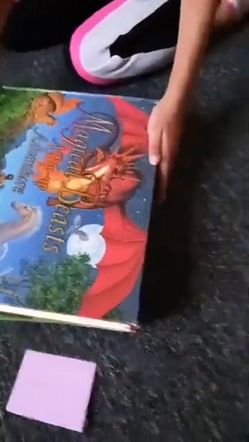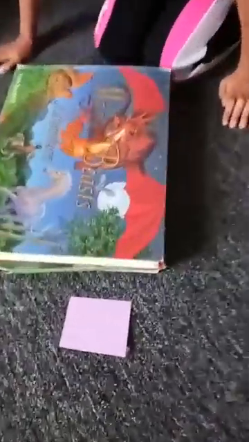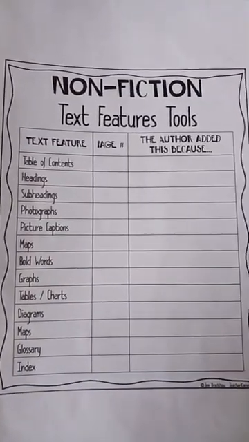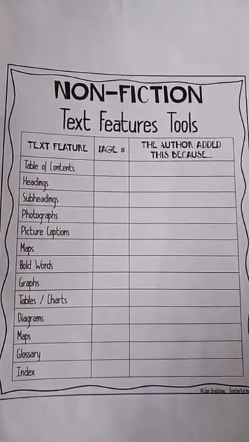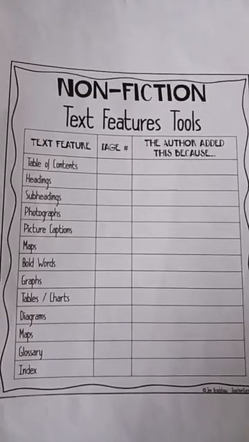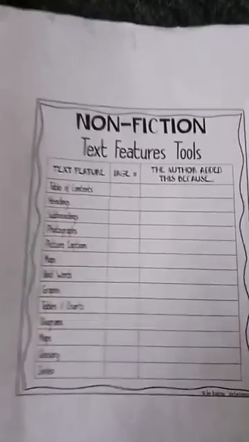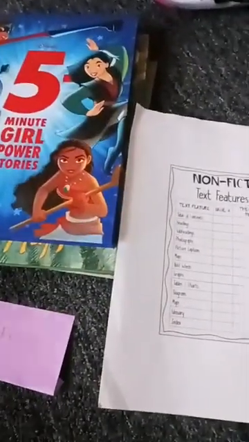Great job. So you have now completed your fiction pile and your nonfiction pile, which is great. One thing I do want to point out, usually with nonfiction piles, they include the list of things here on the worksheet: table of contents, headings, subheadings, photographs, picture captions, maps, bold words, graphs, tables and charts, diagrams, glossary, and index.